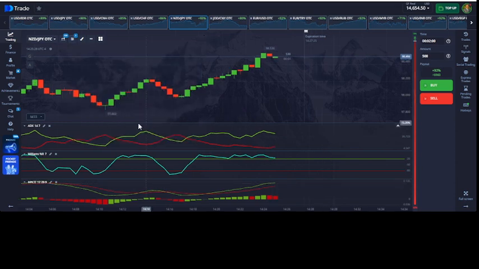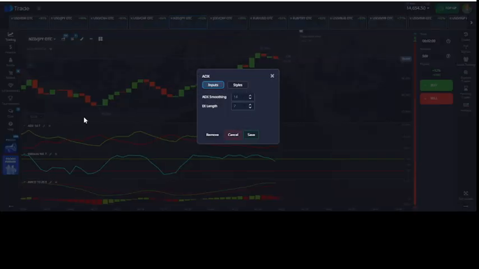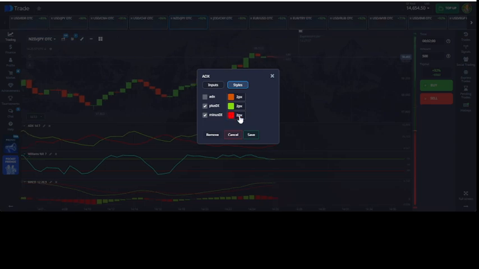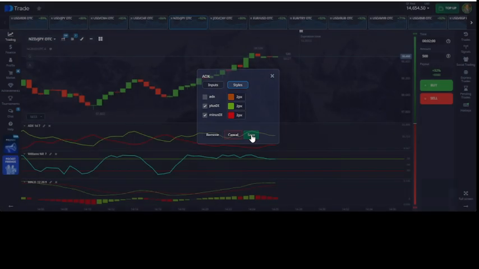All right, so for the ADX indicator, when I click on the pencil icon, I have the ADX smoothing set to 14 and the DI length set to 7. And in the style settings, I have disabled the ADX line. We're not going to need that. It's enabled in the default settings. And then I've increased the line width for the plus DI line and changed the color to green, 2 pixels. For the minus DI line, I've changed the color to red, 2 pixels. Okay, we can go ahead and save that.